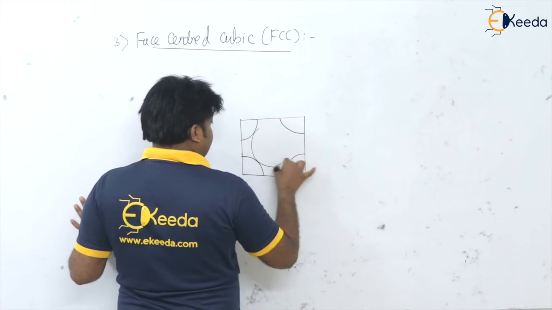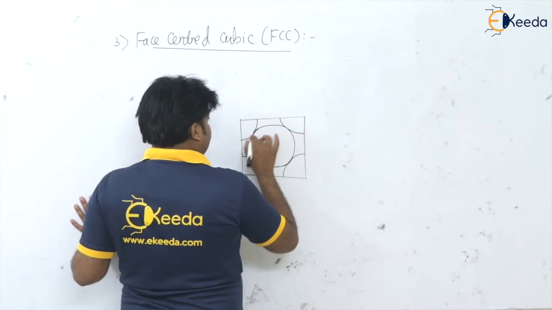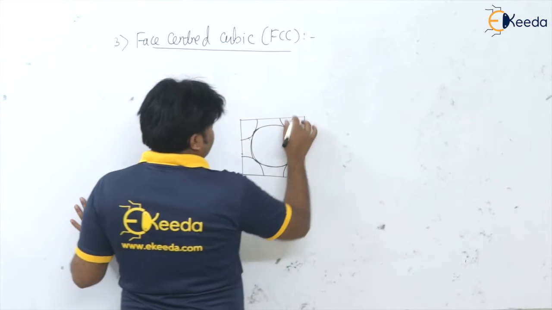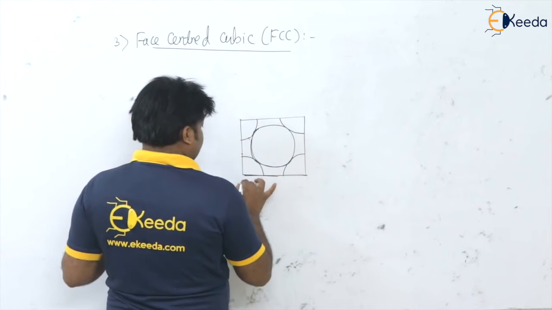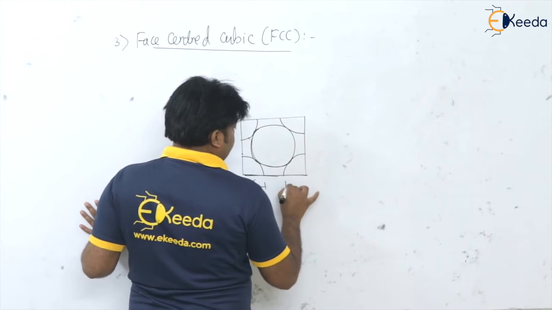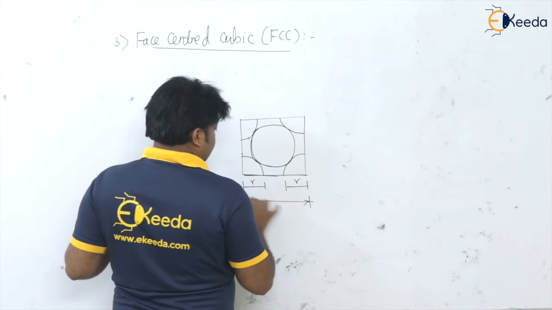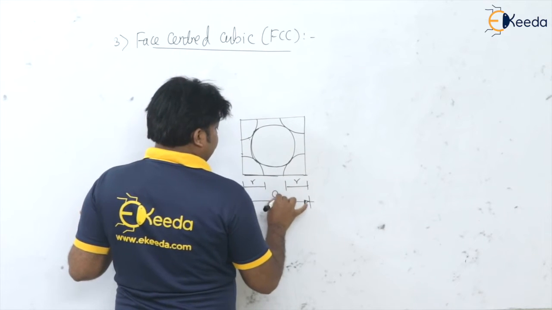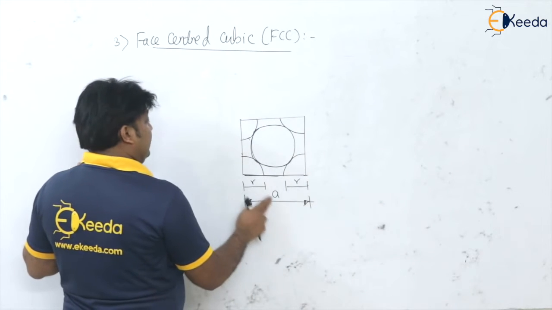So this is a face atom which is touching with the corner atoms. Here this radius is R, and this side of the unit cell is A, isn't it? So we need to find out the relation between this A and R.